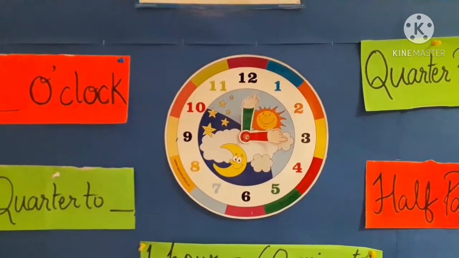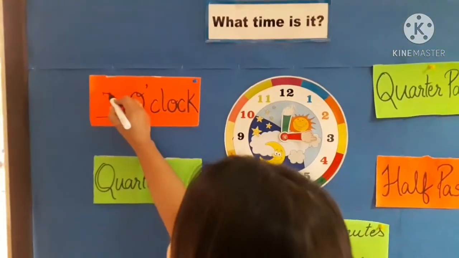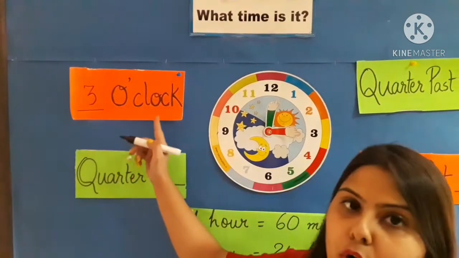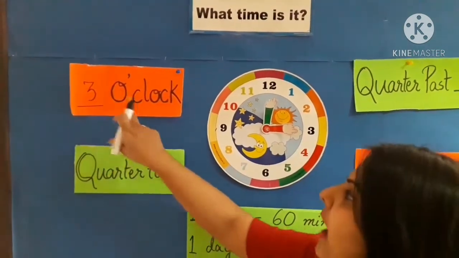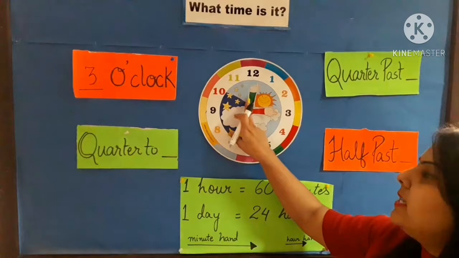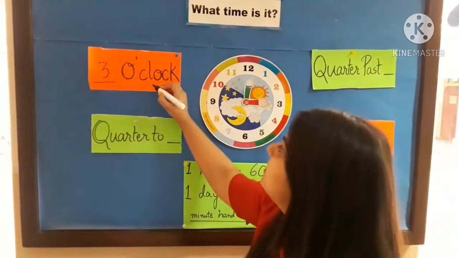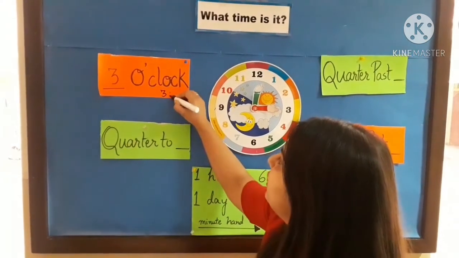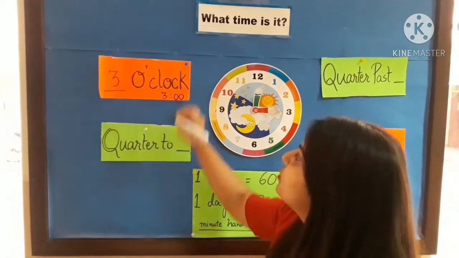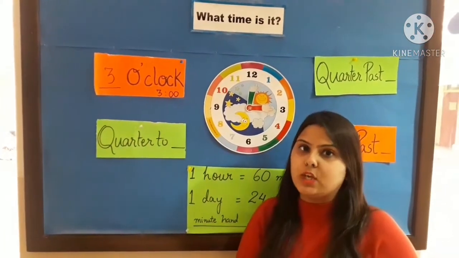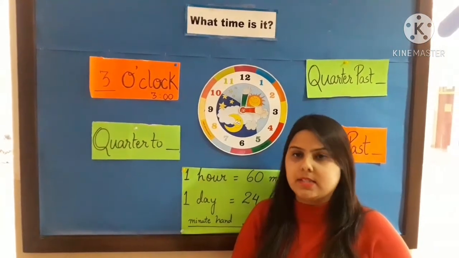So the way of writing it is 3 o'clock. That is the hour hand, and o'clock tells us that the minute hand is at 12. The other way of writing this time is 3, and then you put a colon and write 00, which tells us it is equivalent to 60 minutes.